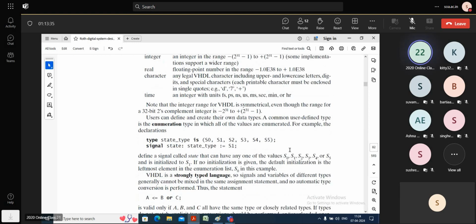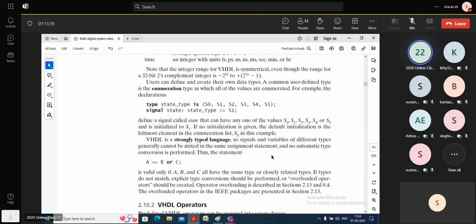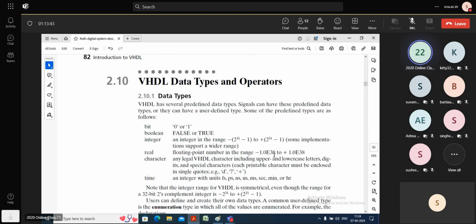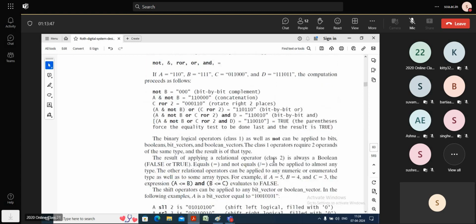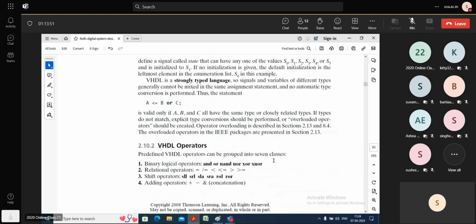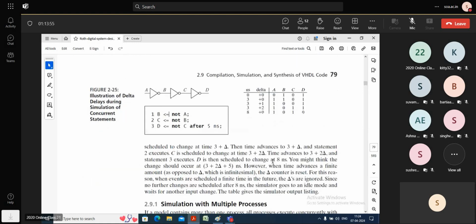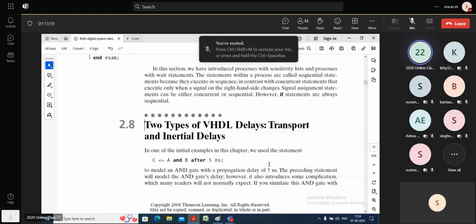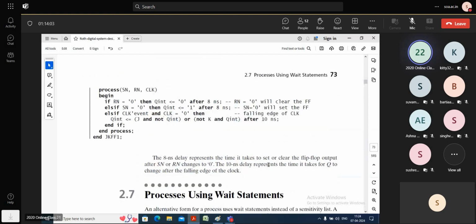So as per the lesson plan, we have covered up to this. Now you tell me if there is any doubt. And as per the lesson plan, 2.10 is there. 2.789 is not there.